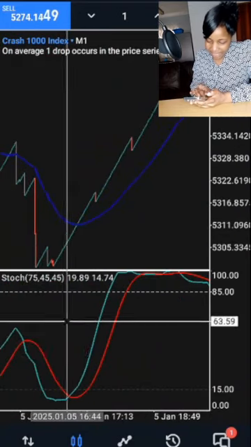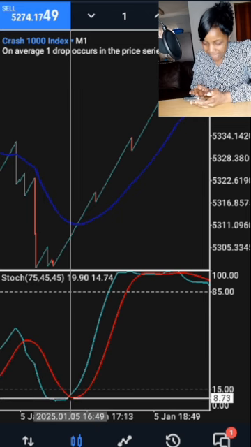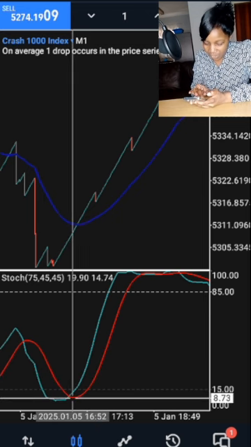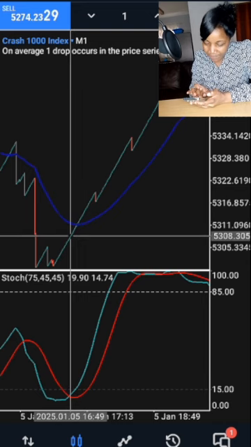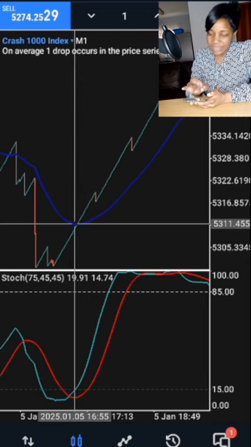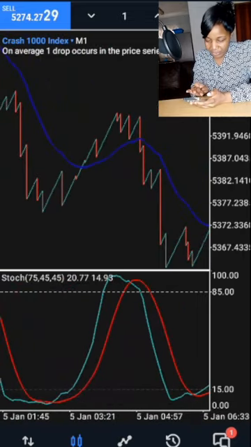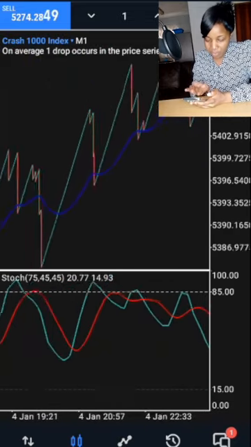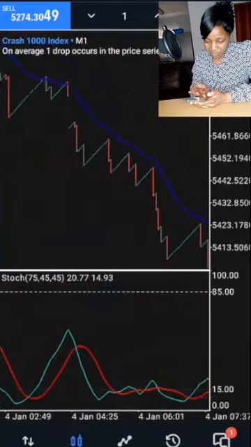Here's another perfect entry. As you can see, there's the crossing of the red and green line below level 15. Like I've said, the crossing can happen exactly on level 15 or below. And then we also need to wait for the confirmation from the main chart whereby the price or the candlestick crosses the blue line. We execute our buy. You take your 5 to 10 candles. Let me look for one last example before we move on to boom 1000.